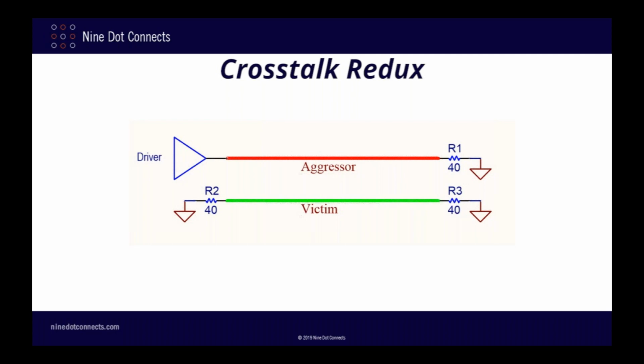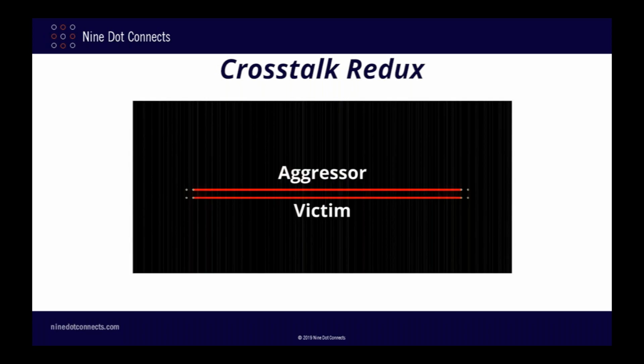The other trace will be the victim trace and will be simply terminated on both ends so that any crosstalk noise will not bounce around. For the driver, I'll be using the same IBIS pin model as I used for the address pins on my FPGA, although I'll only be driving it to 1 volt to make the simulation a little bit easier. And here is the layout.